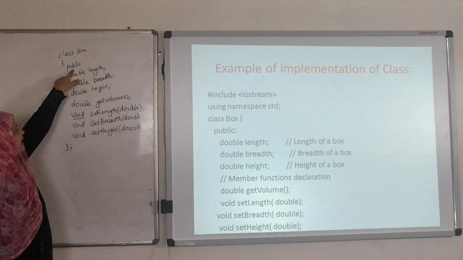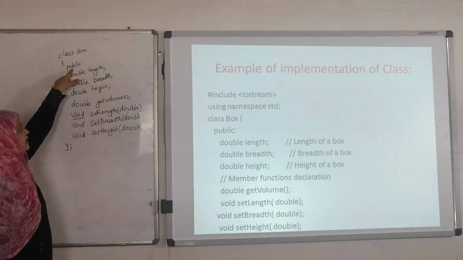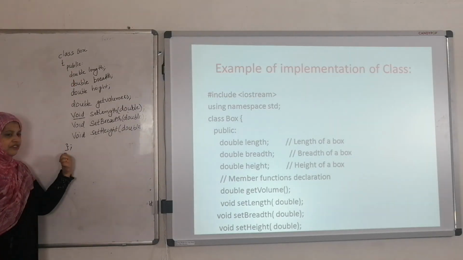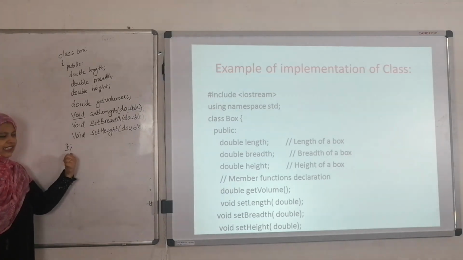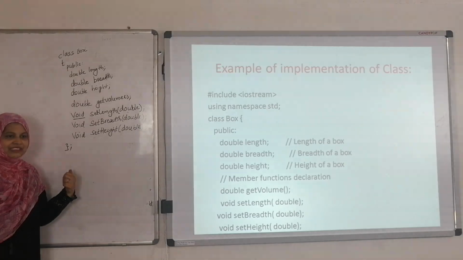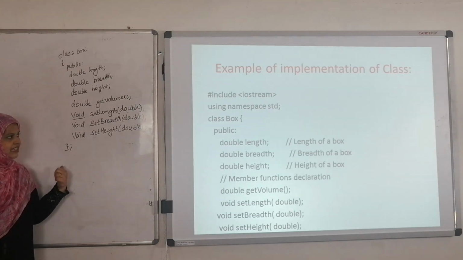In the class Box, we define three data members and four member functions. All these are declared under the public access modifier, and after completion of the class, we put the curly brace, then the semicolon. This is the declaration of a class.